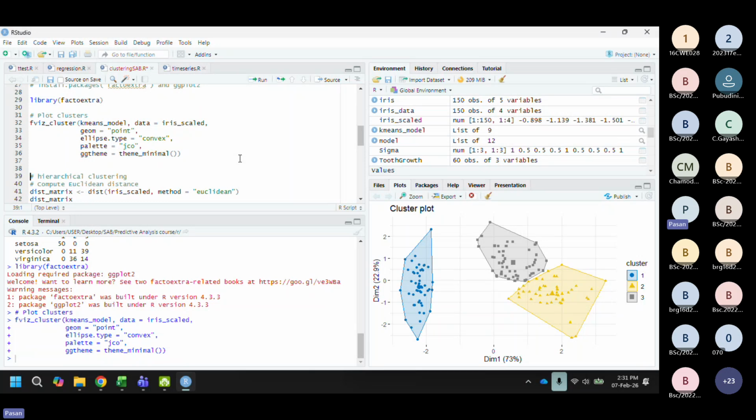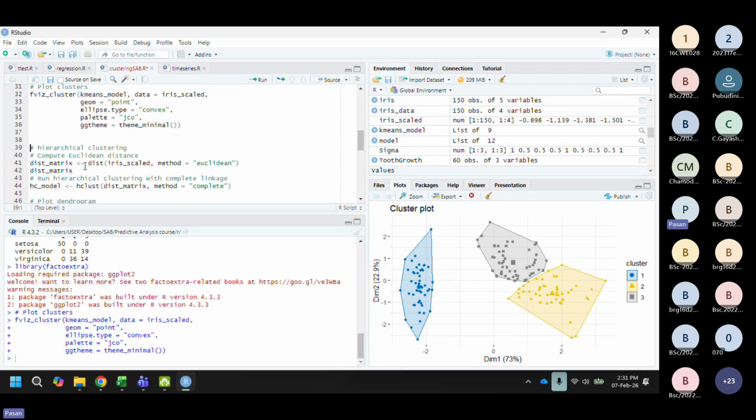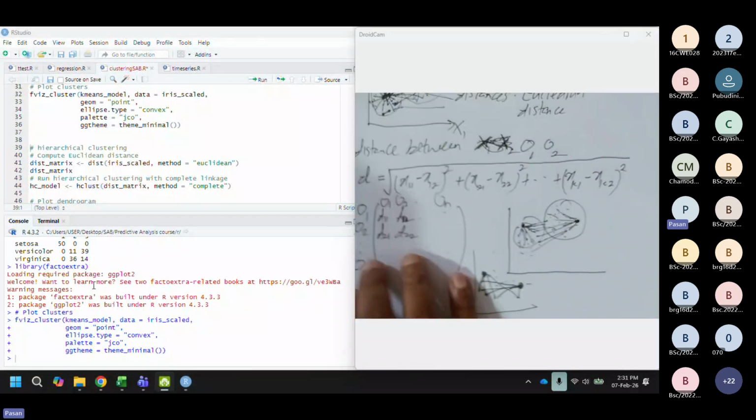Other than the non-hierarchical clustering, that is the k-means clustering that we have, there's another technique we can apply, that is the hierarchical clustering. So let's see what the idea of this hierarchical clustering is. Let me first introduce that one.